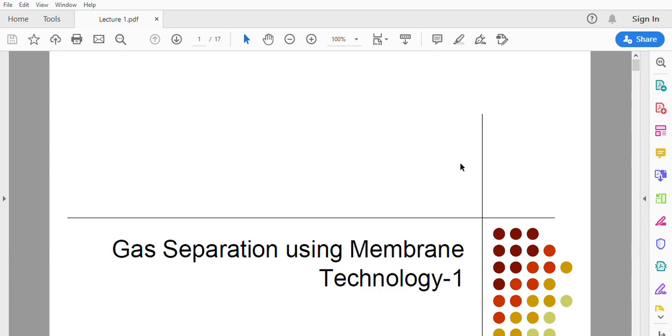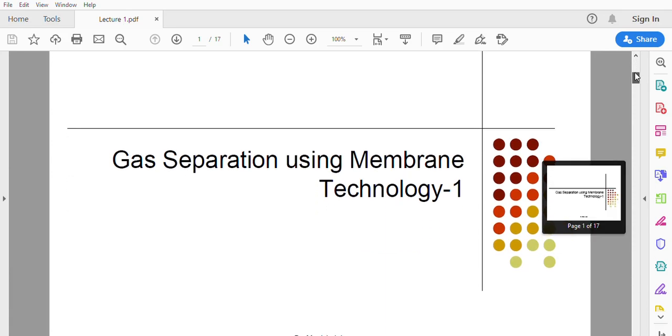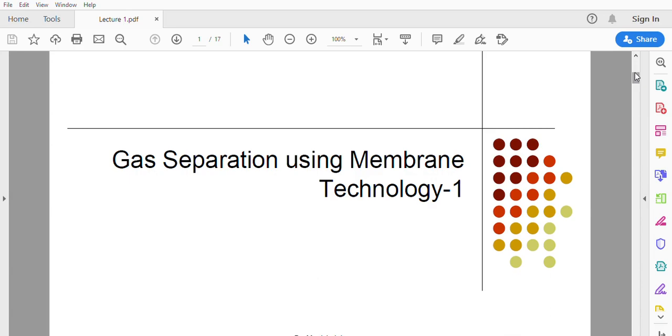So welcome students. Today's topic is gas separation using membrane technology. We have already studied the reverse osmosis process. In reverse osmosis, we separate the salts from water or other fluids using the membrane. Thus we can also use membrane technology for separation of different gases. However, it is much more difficult to separate different gases using membrane technology in comparison to the reverse osmosis process.